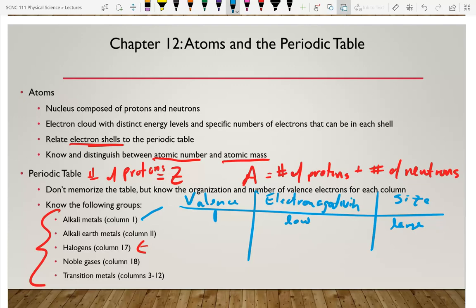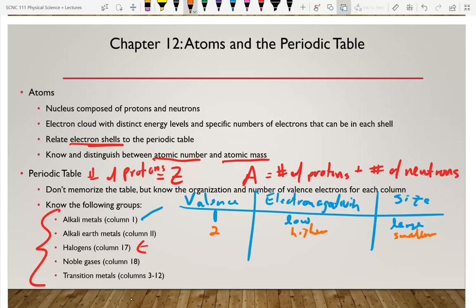If you go to the second column, what's its valence there? How many electrons does it have that can bond in the second column? 2. Electronegativity is still going to be low, but a little bit higher. And its size is a little bit smaller.